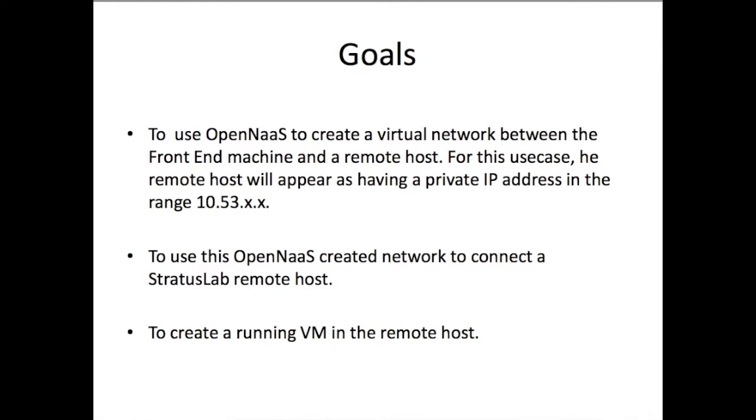For this use case, it is required that the remote host appear in a private network address space. That is to say, it will have a private IP address which is in the same address range as the private address on the front-end machine. Both the front-end and the remote machines will have a private IP address in the 10.53 range. Using the OpenNaaS network will allow the remote host to appear to the front-end machine in this type of address space.